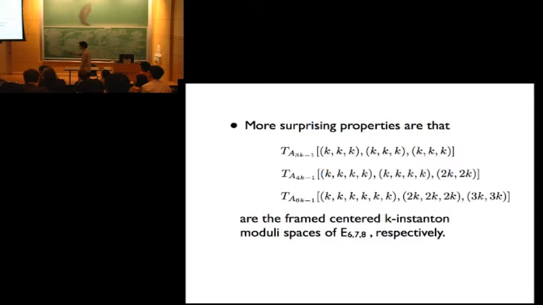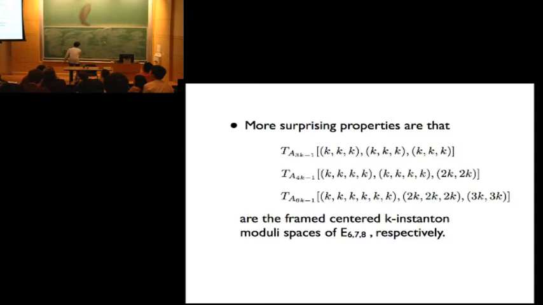Is there any question? It's instantons on S4, yeah. And you need to add the framing at the north pole or south pole. Yeah. And if you take 6k, you get the k-instanton homogeneous space of E6.